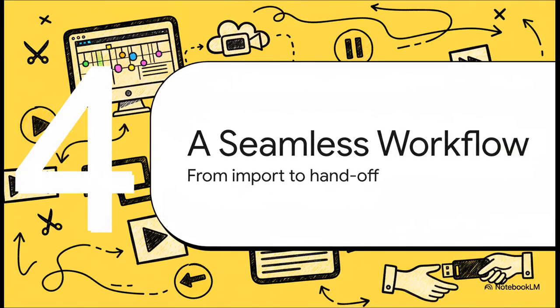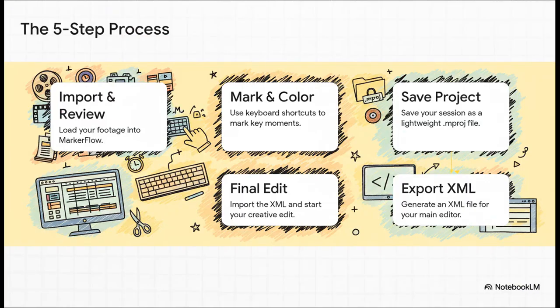Okay, so how does this all come together in a real project? Well, the result is a beautifully simple and, you guessed it, seamless workflow. The entire process really just breaks down into 5 simple steps. First, you import and review your footage. Second, you just fly through it, using all those keyboard shortcuts to mark and color your key moments. Third, you save a tiny little project file. Fourth, you generate an XML file with a single click. And finally, you import that XML, that's the magic key, into your main editor to begin the fun, creative part of the edit.